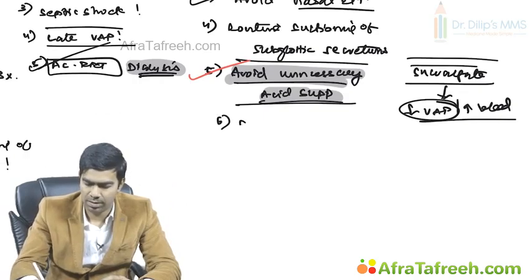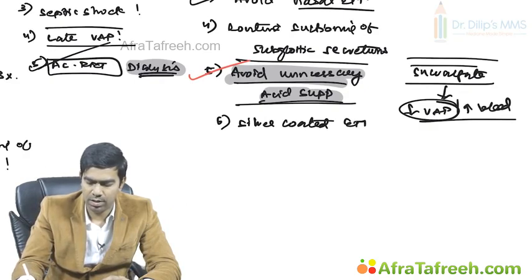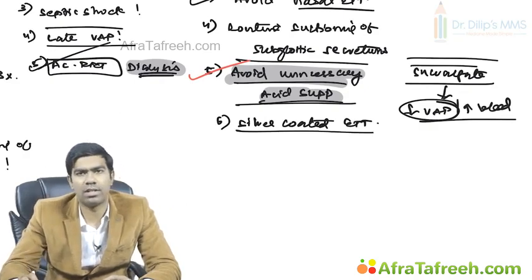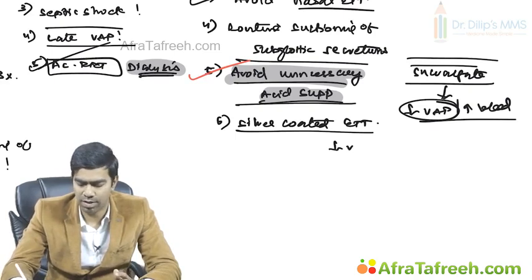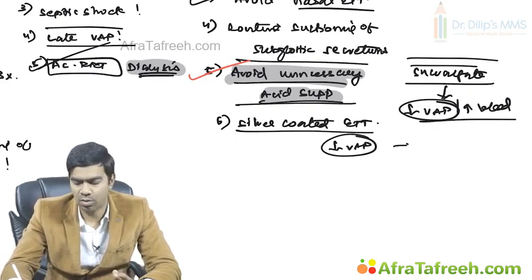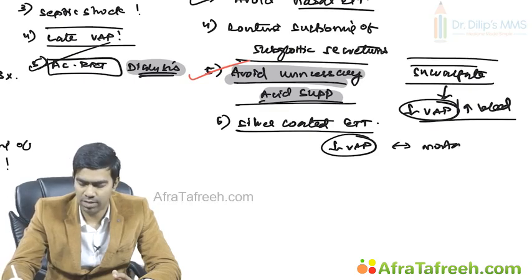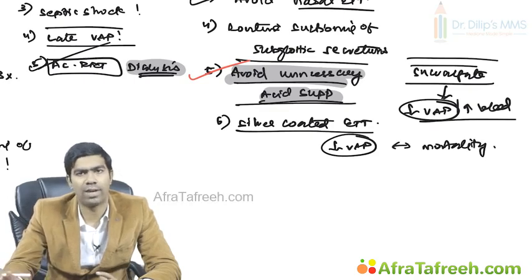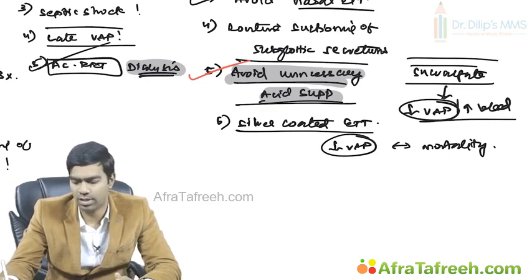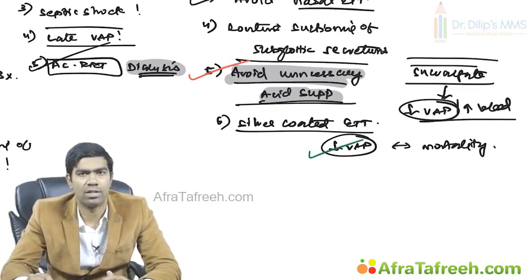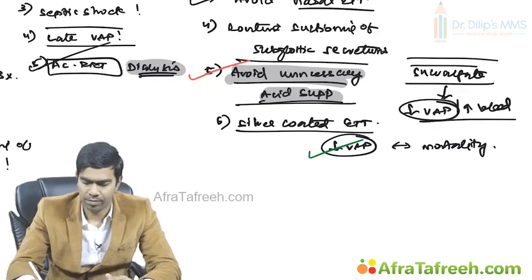Number 6, silver coated endotracheal tubes. The studies that demonstrated about the silver coated endotracheal tubes, all of them have proved that there is a reduced incidence of VAP. But the problem is there is no change in the mortality. Even if you use a silver coated tube or not, the overall final endpoint mortality is not going to change. But even so, they had a reduced incidence of ventilator-associated pneumonia.